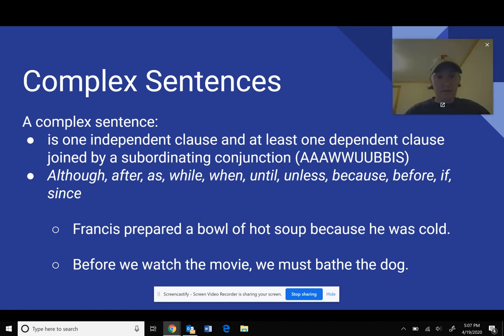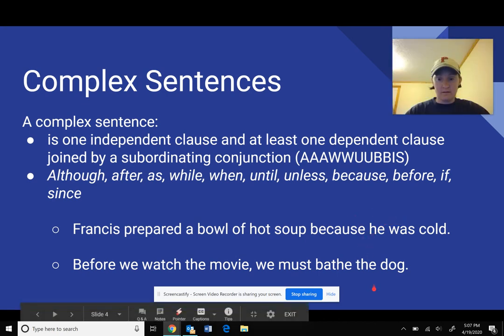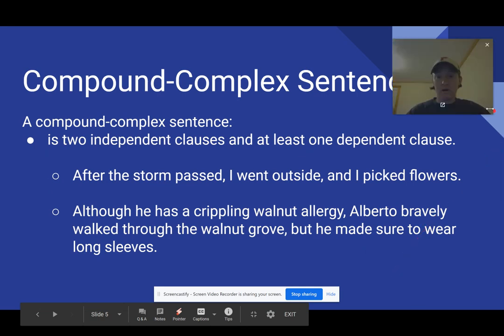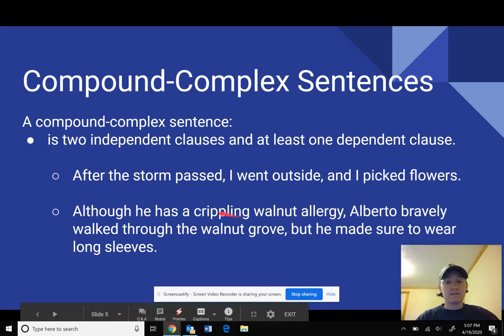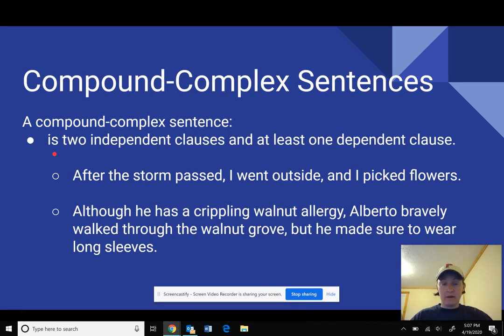Okay, final type is the compound complex sentence. I guess my face is in the way again, so let's move down here. All right, so this is obviously, by definition, probably the most complex type of sentence. When we have a compound complex, we have two independent clauses. So you have to have two independent clauses and at least one dependent. Now you could have more dependent clauses, but let's just keep it simple here. So a compound complex: two independent clauses, and at least one dependent clause.